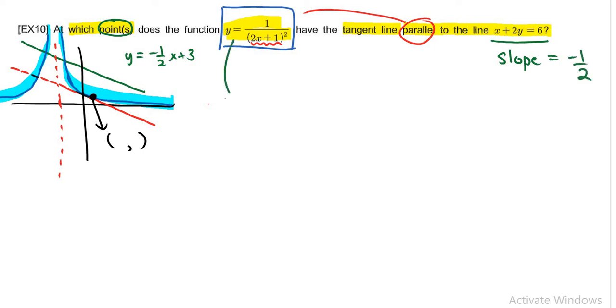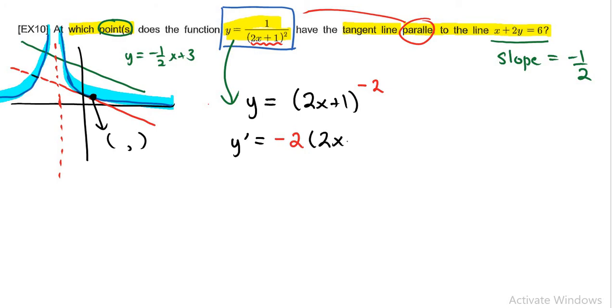Okay, so if I go ahead and take the derivative of this expression, I'm going to rewrite that as y equals bracket 2x plus 1 all to the power of negative 2. All right, so if I write the expression like that, then I can take its derivative pretty easily. So this will be negative 2 times 2x plus 1 all to the power of negative 3.